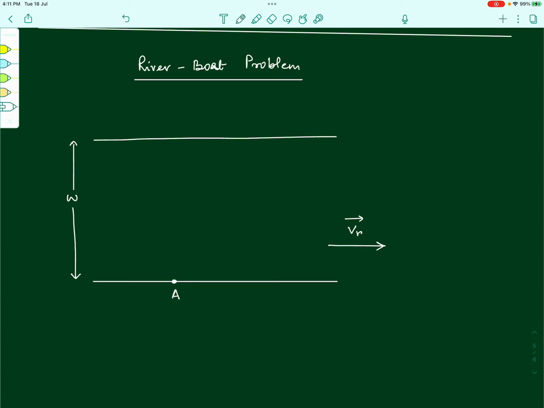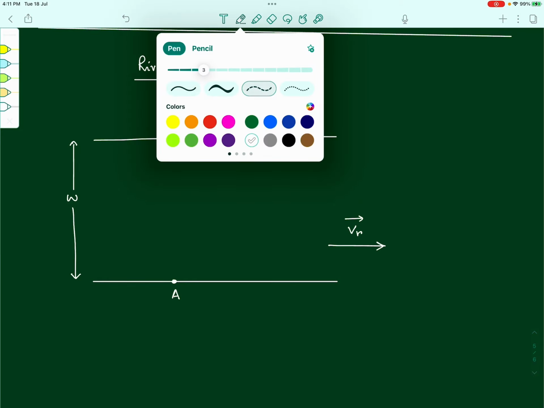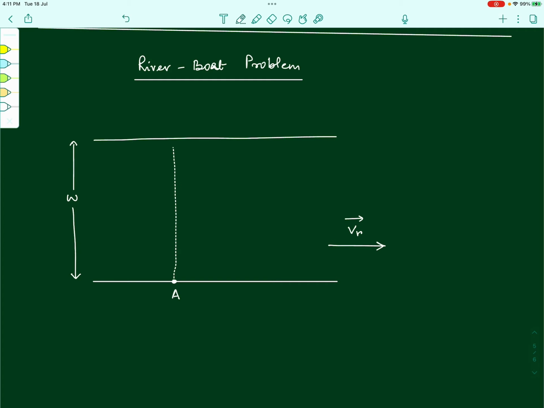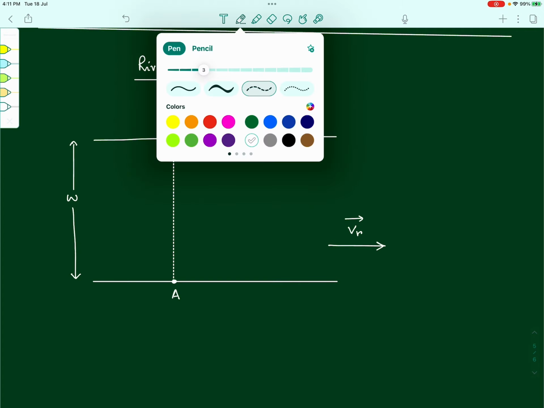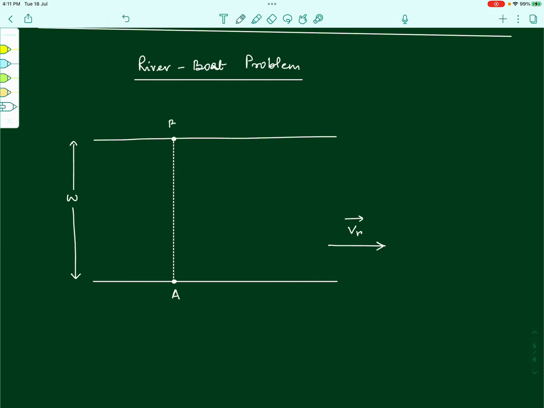This boat wants to cross this river and it wants to go to the point which is right opposite to the point A on the other shore, the point B. The boat at A wants to reach the point B. But understand that in order to reach point B, it will be difficult because there is a river flowing in the rightward direction, right? So when the boat tries to move in this direction, the river will try to take it along with it. So what happens is the boat will move in a direction which will be like this, isn't it?